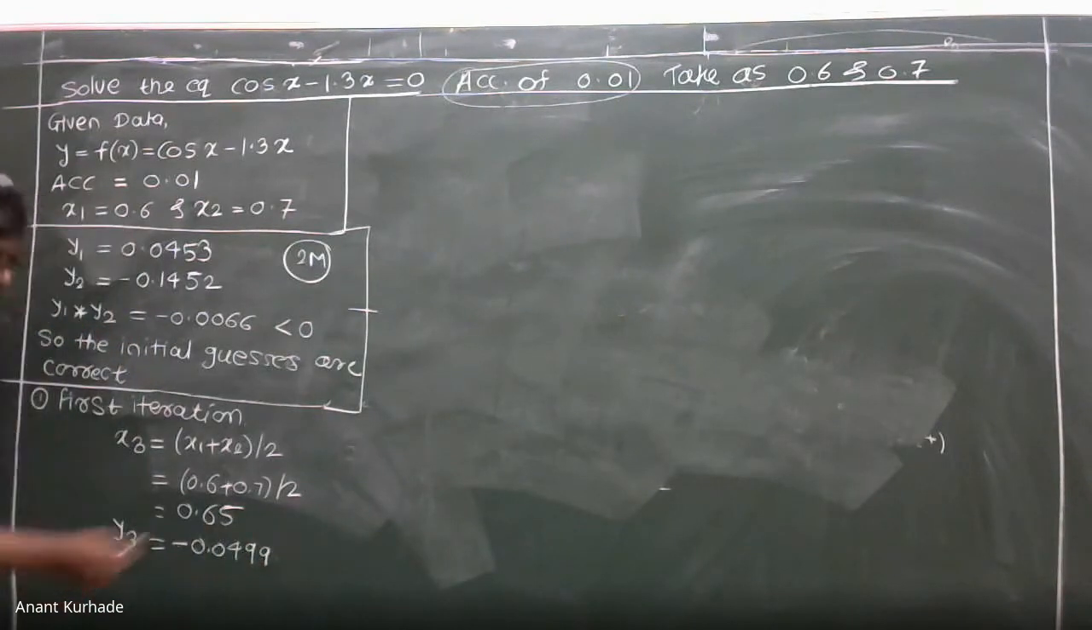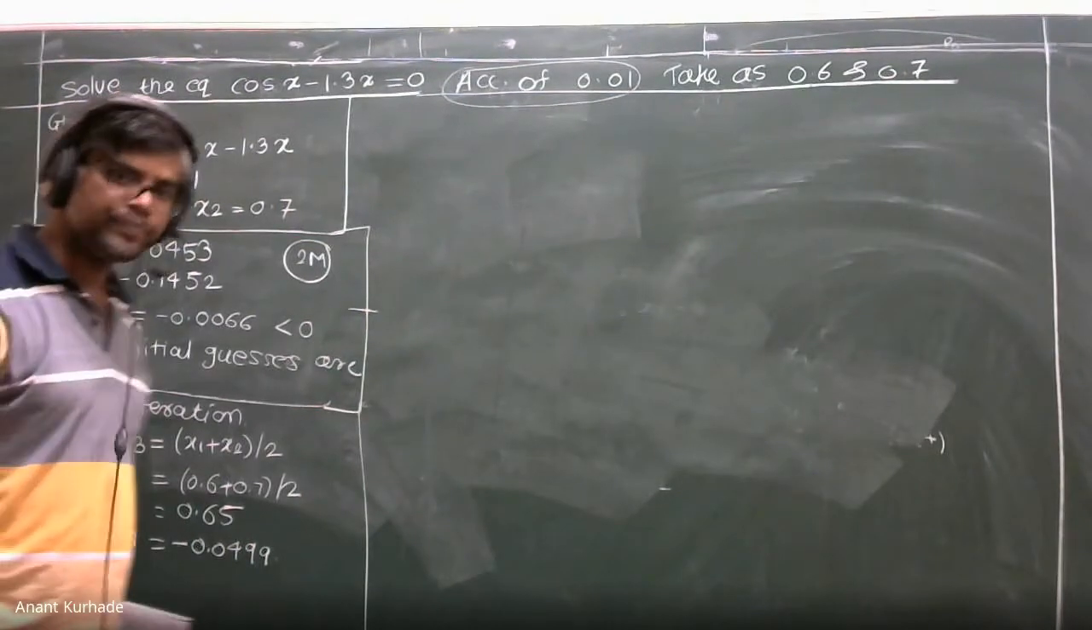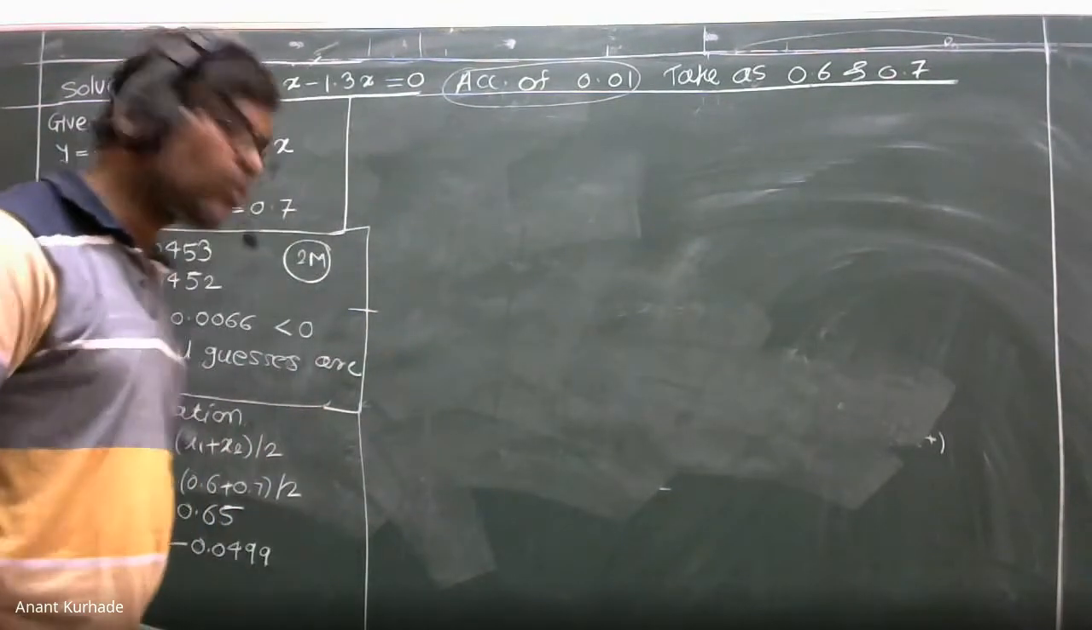0.0499. Now see, this is our first iteration. Now we have to check the sign of y3.